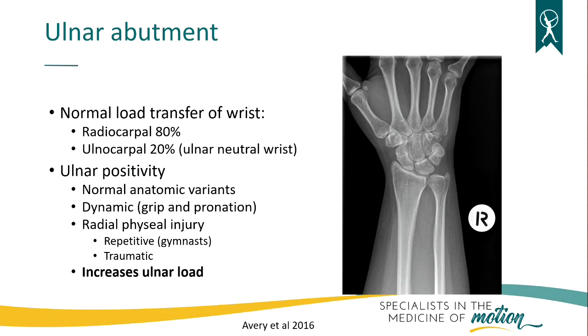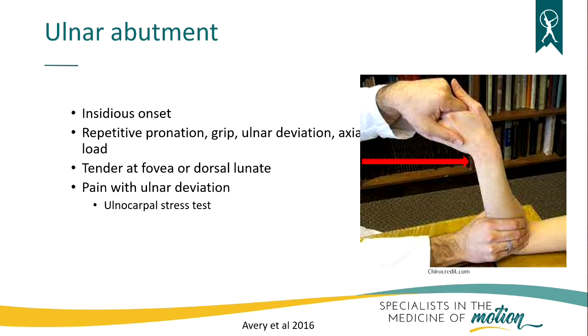And that matters in someone who's performing repetitive activity or has an injury. So there are normal anatomic variants. We also see change with dynamic movement, gripping, and pronation. And sometimes your young gymnasts will come in ulnar positive, and many times this is because you have repetitive impact on a weight-bearing limb that causes physeal stress over time that may arrest or slow the growth of that radius, and you get relatively longer and faster ulnar growth, all of which increases ulnar load.